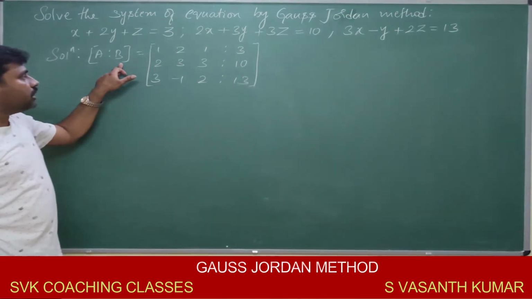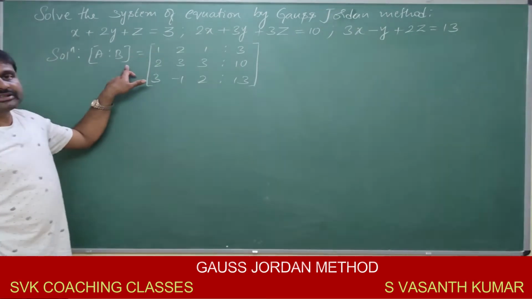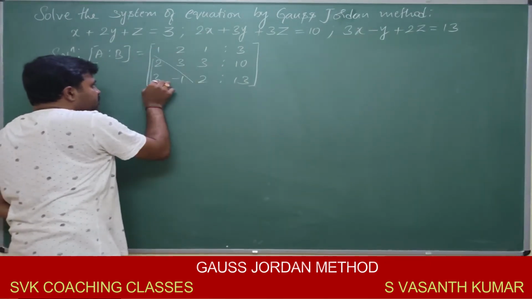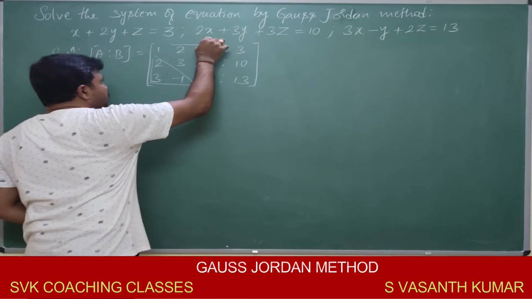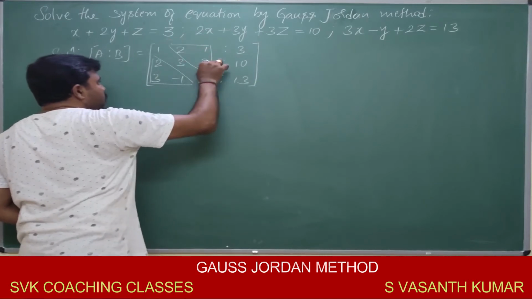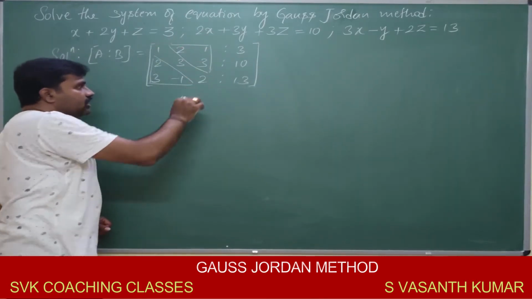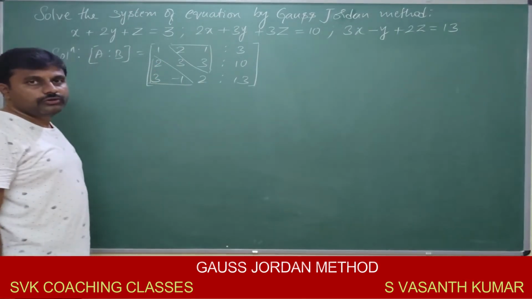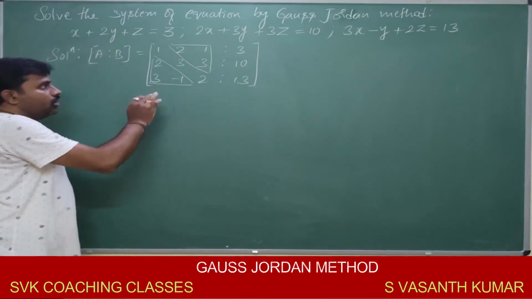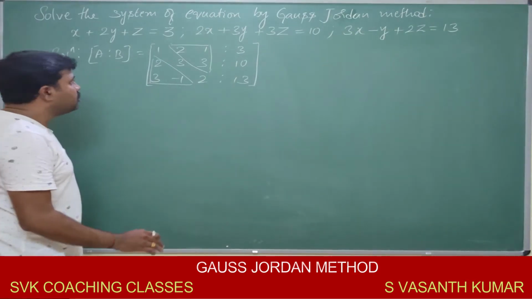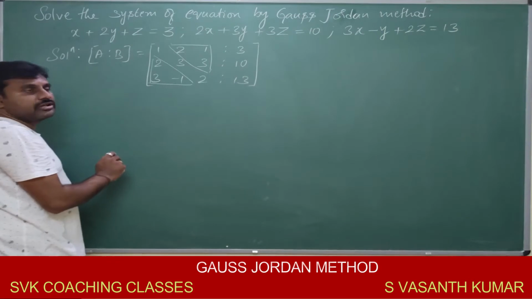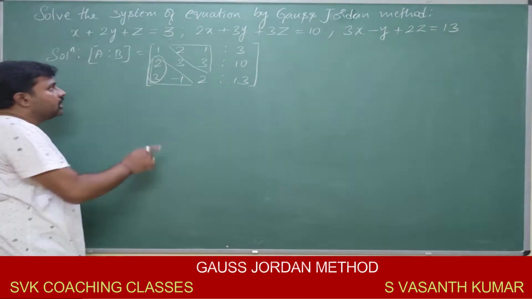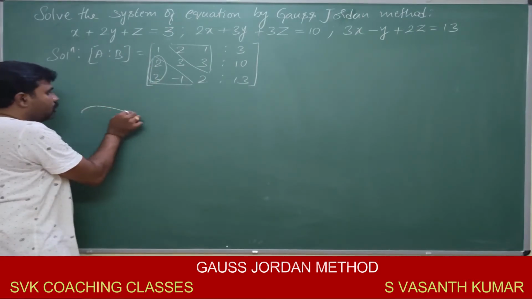Now my aim is to make this augmented matrix a diagonal matrix. It means I should make these elements 0, leaving the diagonal elements non-zero. That is what we require. Now let us do elementary row operations. To make sure these elements are 0, first I will make these two elements 0 by using row operations.